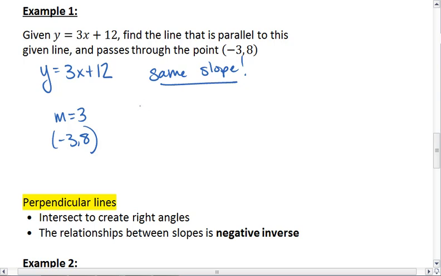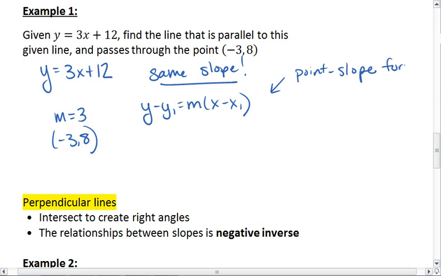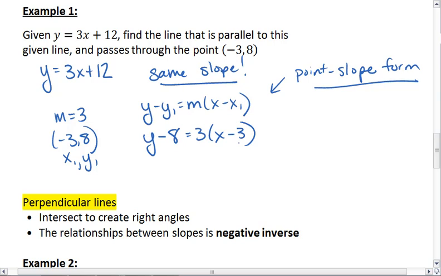In point-slope form, we have y minus y1 equals m times x minus x1. Recall this is point-slope form. We simply plug in our values where this is x1 comma y1 for the ordered pair. So y minus 8 equals 3 times x minus 3. And that is our equation in point-slope form.